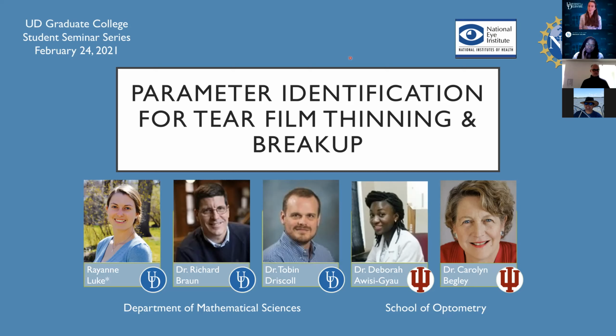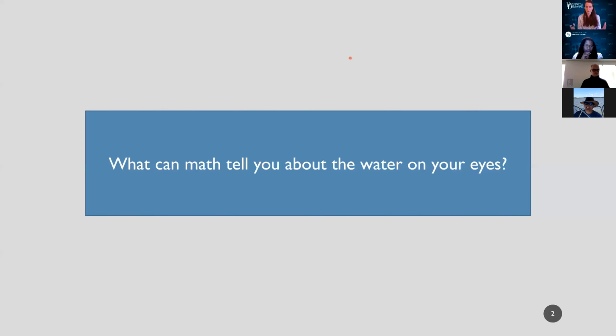I'm going to share with you today my work on fitting human tear film data with mathematical models to understand what causes tear film thinning and breakup. So to jump in, the big question that I want to leave you with an answer to today is, what can math tell you about the water on your eyes? If you're not a math person, you're probably wondering, what is she even going to hope to be able to do? And hopefully you can take something away from this.